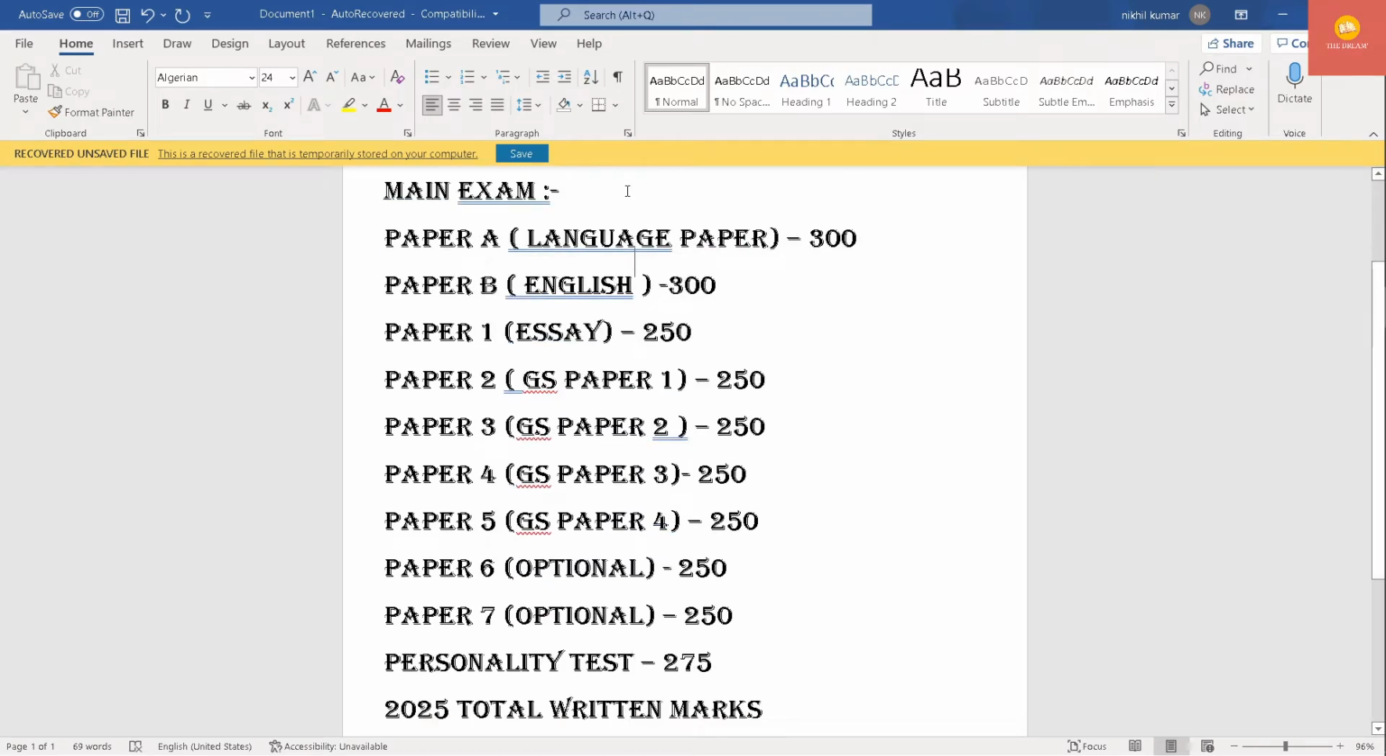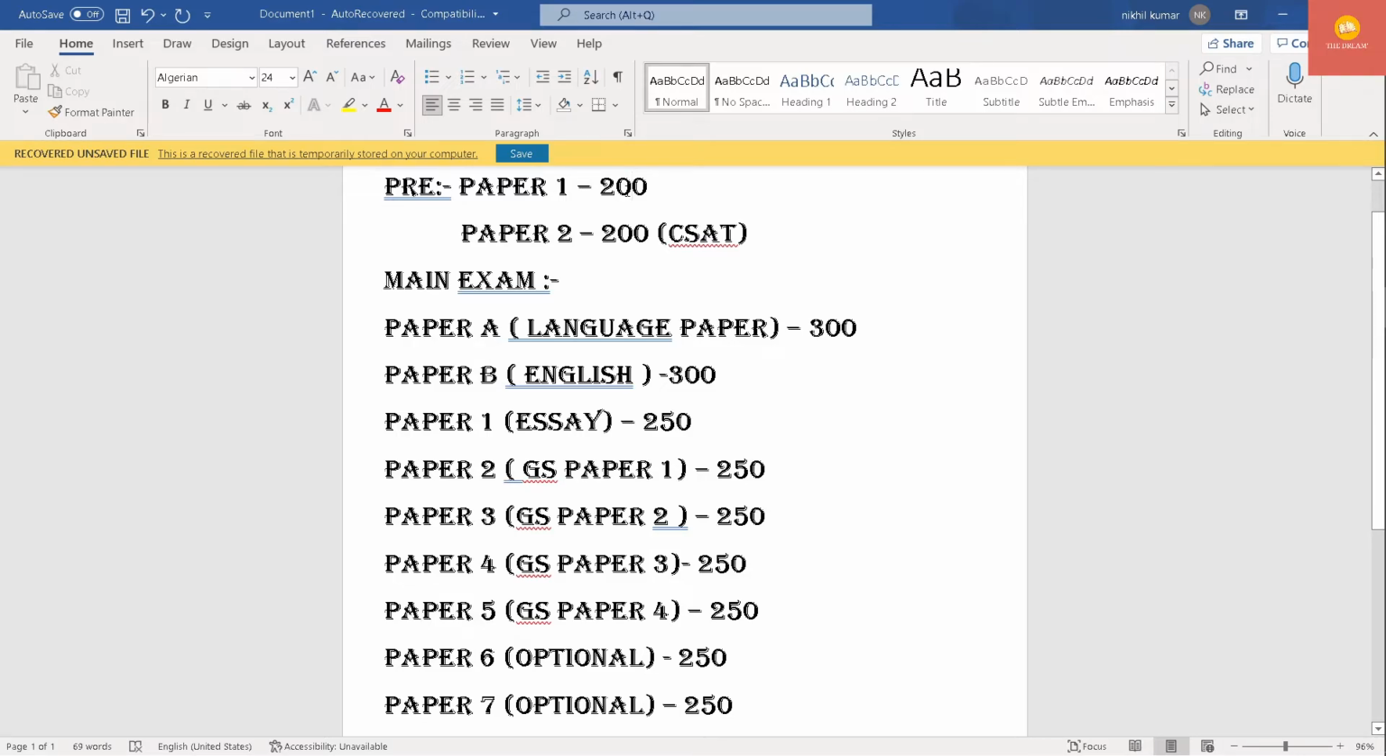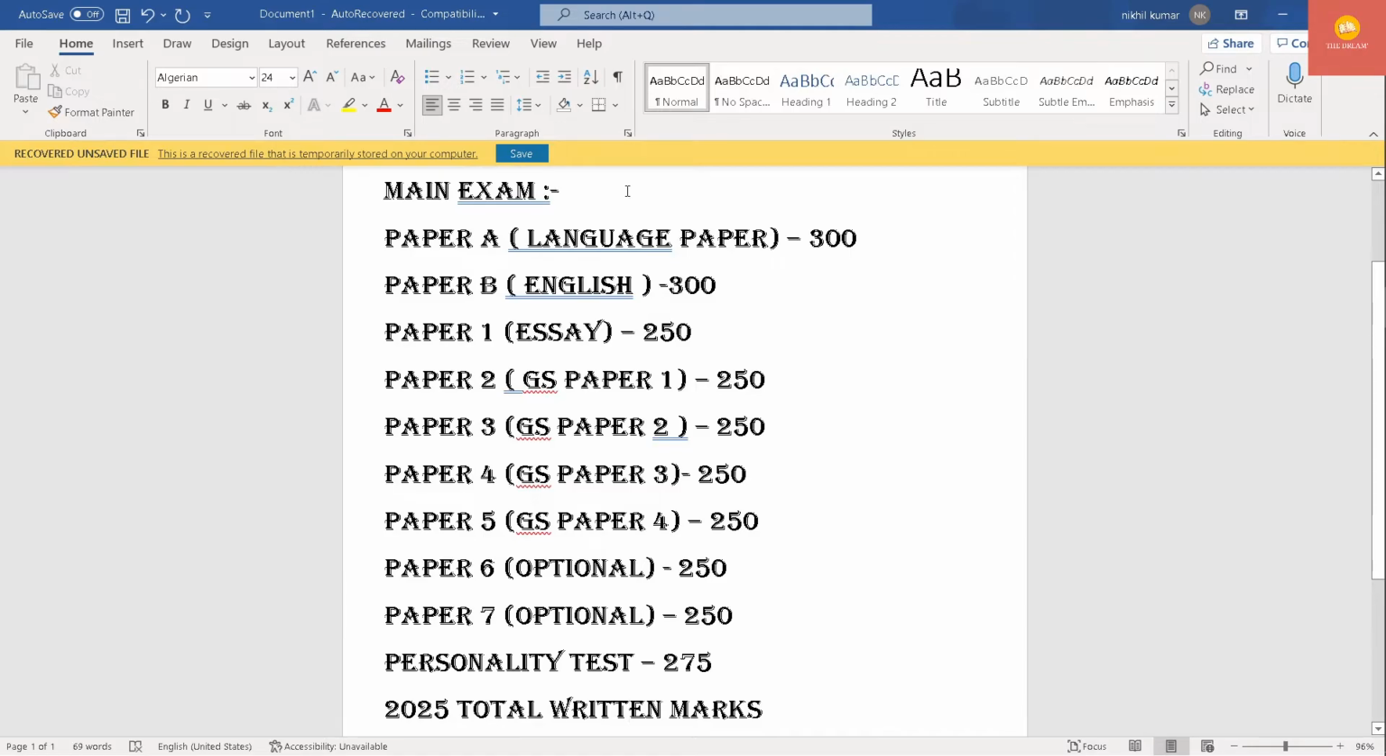So we have seen first the prelims exam, which consists of 400 marks. Further we have seen the main exam, which also consists of such marks, and finally the personality test, which consists of 275 marks. Now the total marks for which you have to fight will decide whether you are going to be IAS, IPS, IRS, or another service.